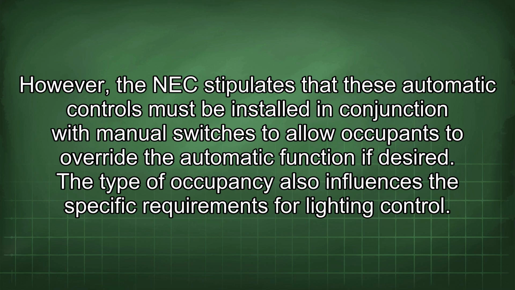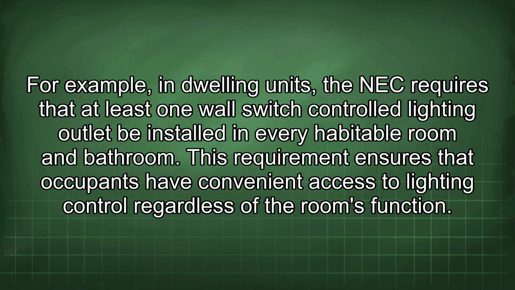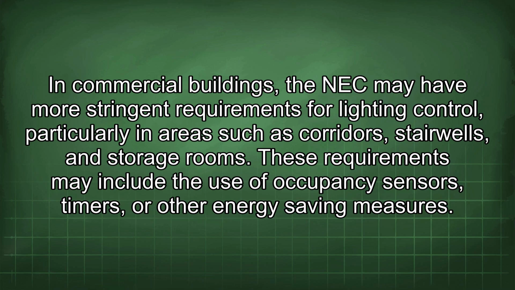The type of occupancy also influences the specific requirements for lighting control. For example, in dwelling units, the NEC requires that at least one wall switch-controlled lighting outlet be installed in every habitable room and bathroom. This requirement ensures that occupants have convenient access to lighting control regardless of the room's function. In commercial buildings, the NEC may have more stringent requirements for lighting control, particularly in areas such as corridors, stairwells, and storage rooms. These requirements may include the use of occupancy sensors, timers, or other energy-saving measures.